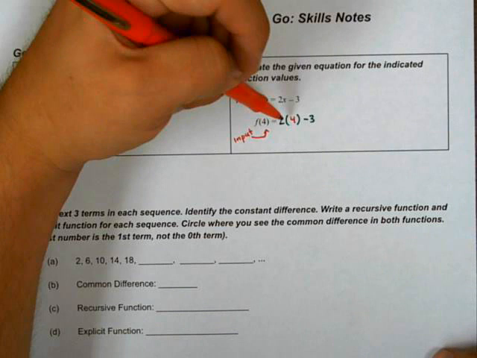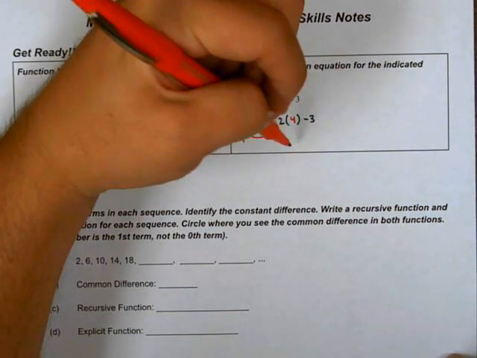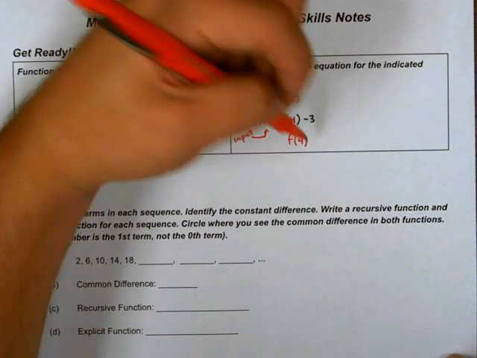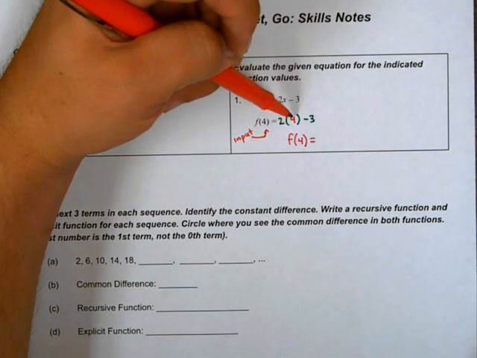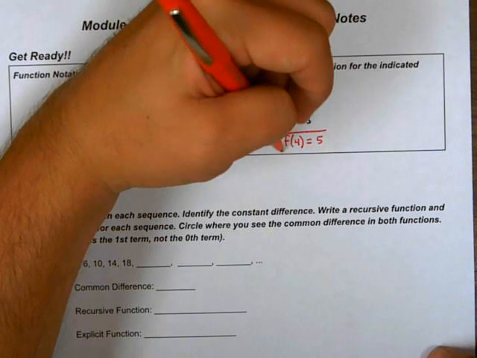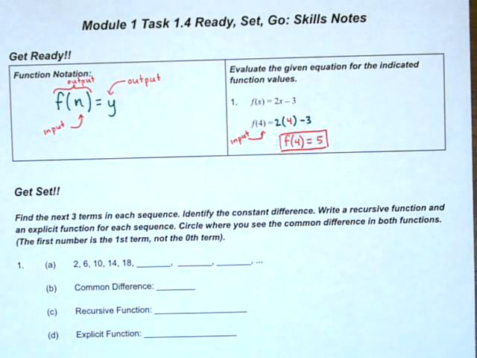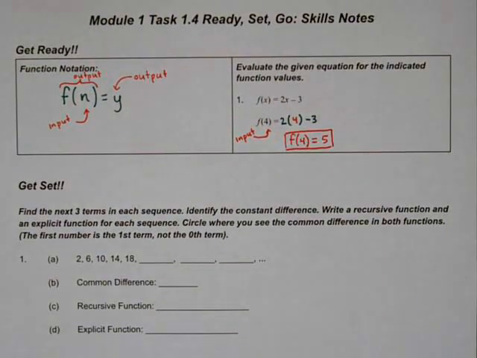Now, we have 2, parenthesis, 4, minus 3. So when I go and I get this result, all I do on my calculator is I do 2 times 4 minus 3, or 8 minus 3, and we get our output is 5. All right, easy enough. That should be review. We're going to continue practicing those.